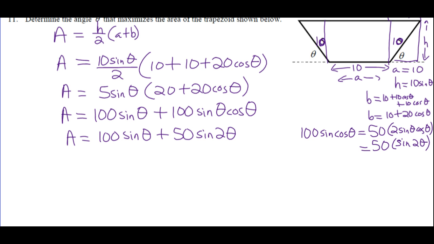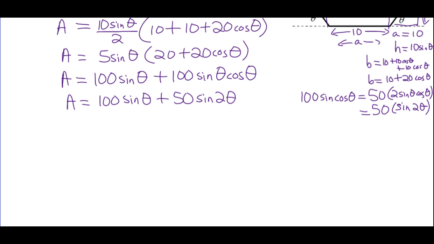Because that'll simplify things again, right? I mean, if I take the derivative of 100 sine theta cos theta, we've got to work through our product rule. If I take the derivative of 50 sine 2 theta, then we've got to do a little bit of chain rule, but hey, it's only the number 2. Brought to you by the letter A and the number 2.